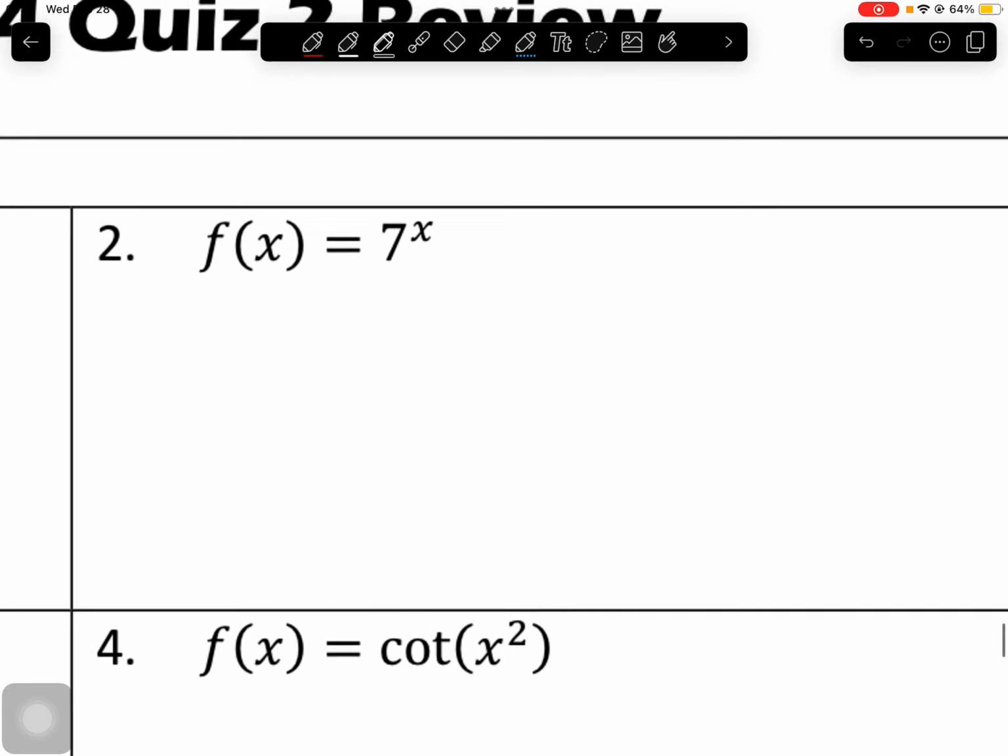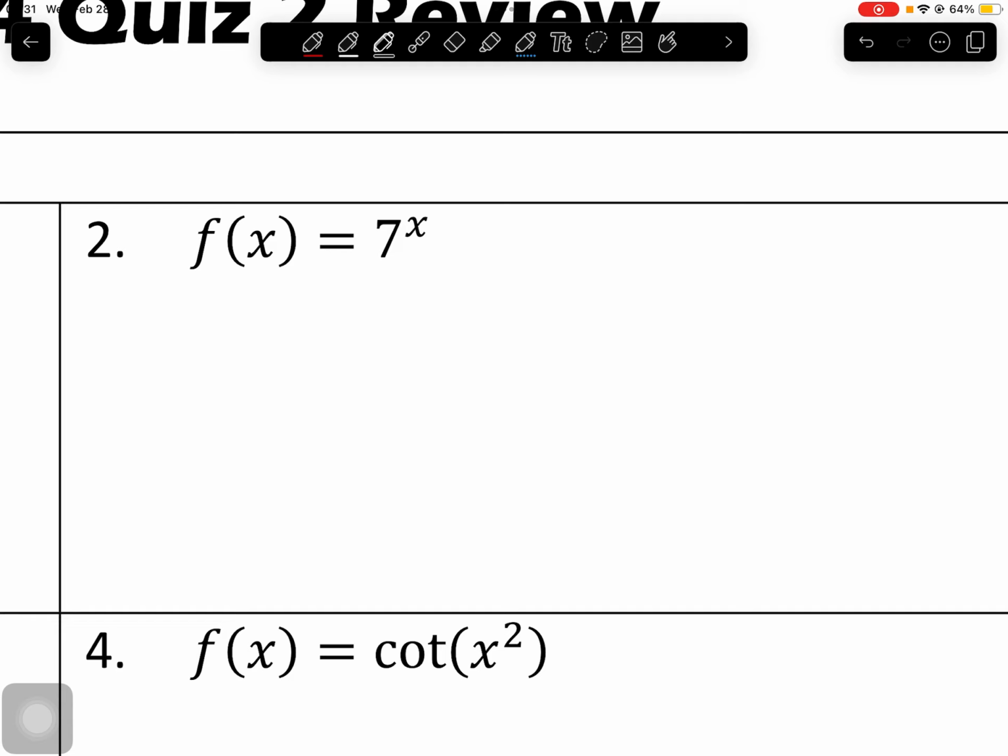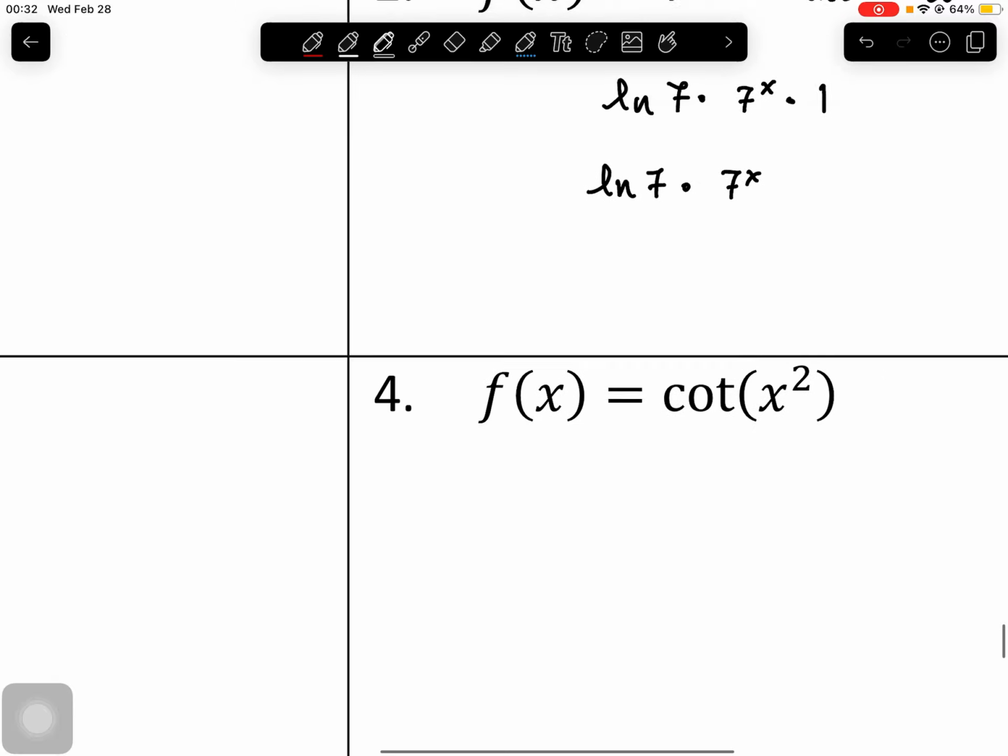Now, number two is kind of easy. So the derivative of a to the u is basically going to be natural log of a times a to the u times du. So it's going to be natural log 7 times 7 to the x, and in this case, the derivative of x is basically 1. So it really doesn't matter. So it's just natural log 7 times 7 to the x.